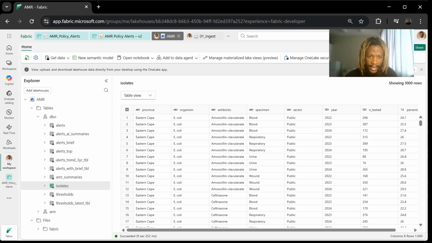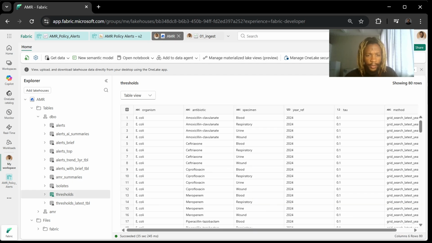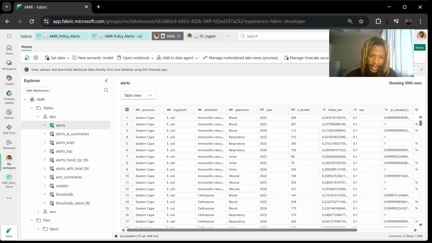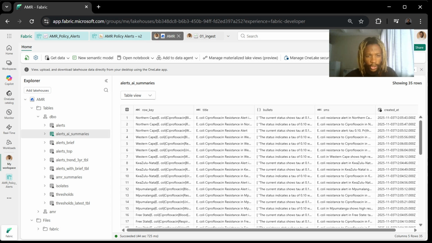Some samples tested and percent resistance. And then we have the thresholds, the policy cutoffs, and then we have the alerts, which includes estimated resistance, probability above tau, and stability flag. And then we have alert summaries, which are short human readable notes. Everything lives in clean delta tables, so what you see in Power BI comes straight from here.